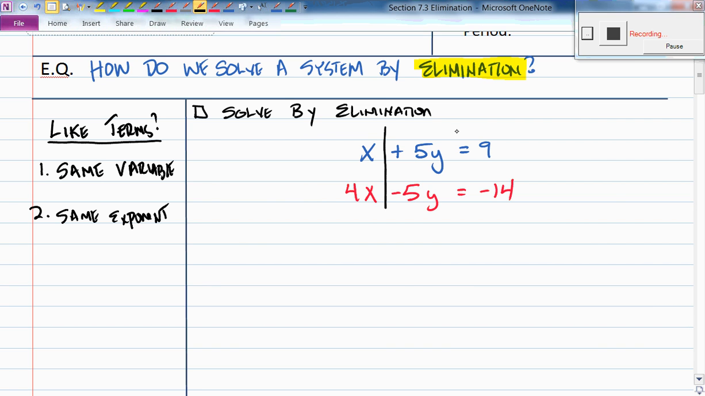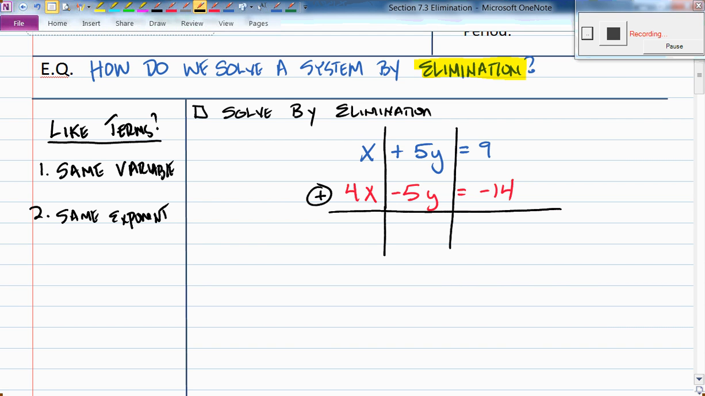Yeah, x, right? I want to show you something. I'm going to draw little lines here. I'm going to extend this line a little bit lower here. Do you notice that in the x column, everything is lined up vertically? There's the blue x, and then there's the red 4x, and they're lined up vertically. That's actually very, very helpful. And do you see the 5y and the negative 5y, they're lined up vertically? And then do you see the numbers, the 9 and the negative 14? Well, here's what I'd like you to do. I'd like you to add these two things vertically.